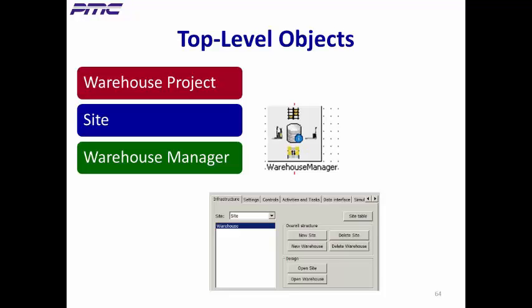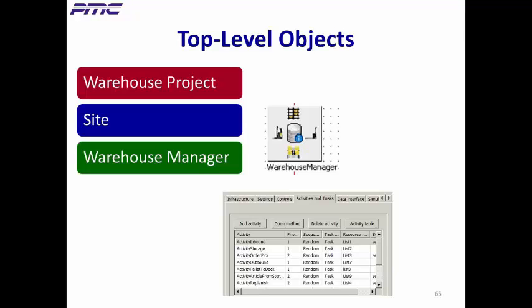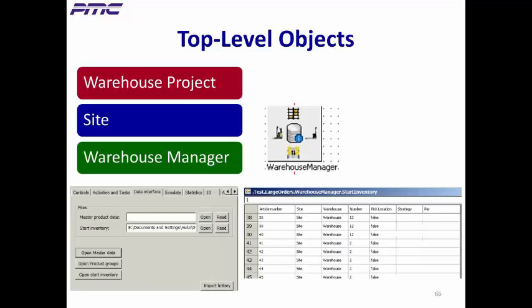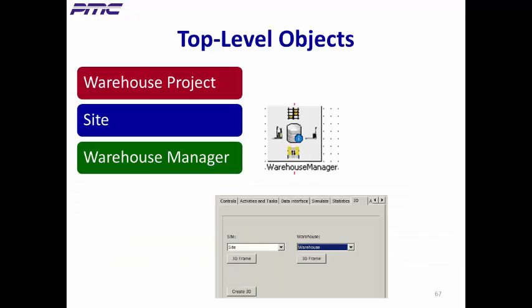It lets you add or delete sites, add or delete warehouses for a given site, open a site, and open a warehouse. Set order flow options like order activities and back orders, add, delete activities. Set inventory options like whether to create a start inventory, import or set master product data, and start inventory. And you can create a 3D frame for sites and warehouses, so you always have the option of visualizing your warehouse in both 2D and 3D.